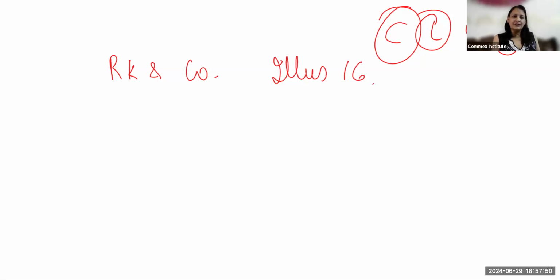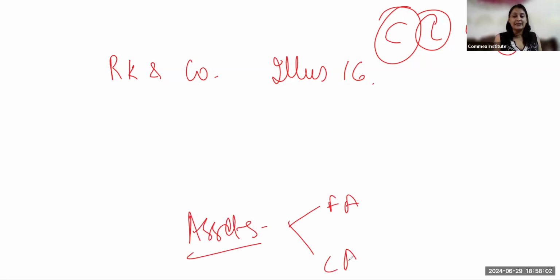Can you see the solution? Capital was not given in the question. Everything else was given. So you'll have to pick out the assets. You should know what all are assets. So please keep on revising your basic terms. Assets include fixed assets, current assets, machine, land and building, furniture and fixtures, plant and machinery. So this will be our journal. This will be our opening entry.